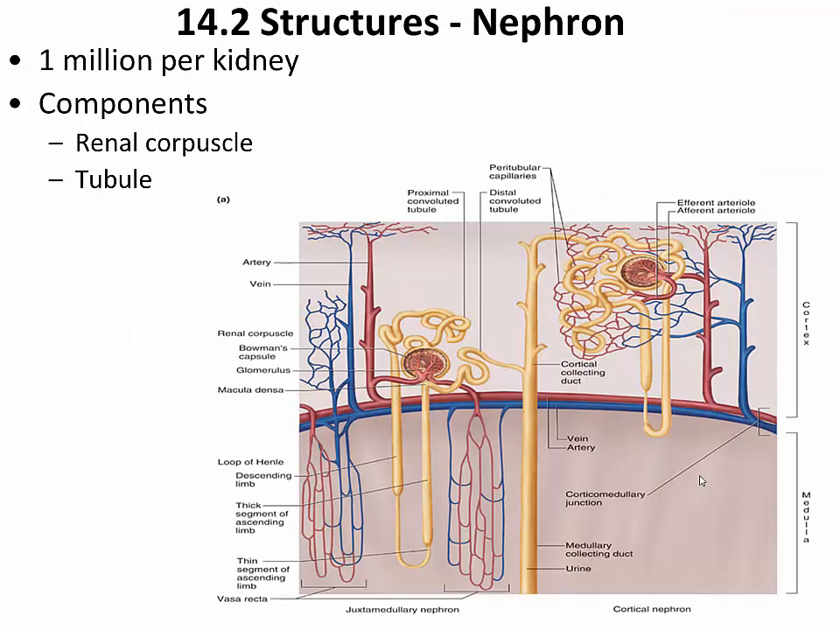We now look at the structures of a nephron, or at least we look at them in brief on this particular slide. And so we have approximately 1 million of these nephrons per kidney, and the nephrons consist of basically two components. The first component is the renal corpuscle. And we can see the renal corpuscle fairly nicely at this particular point on this diagram. And so the renal corpuscle consists of two components.